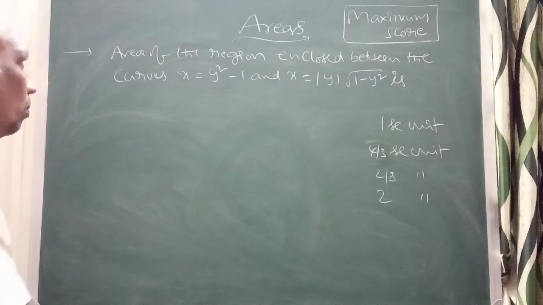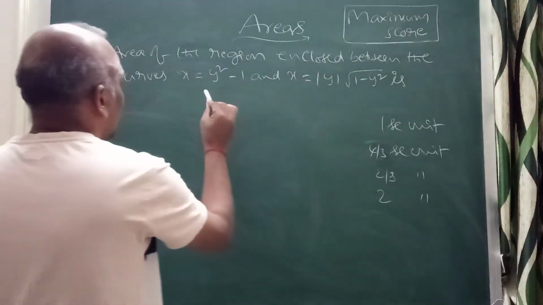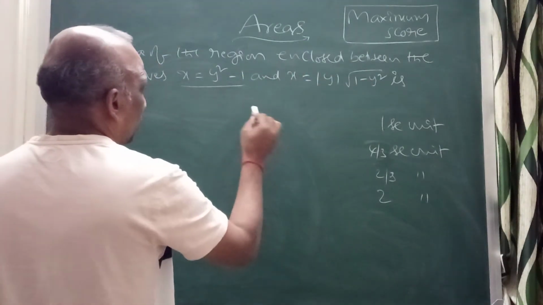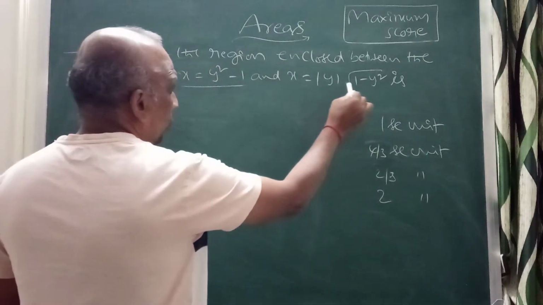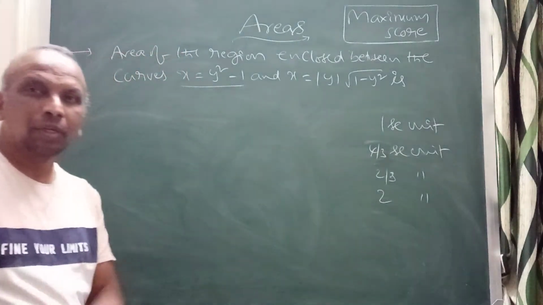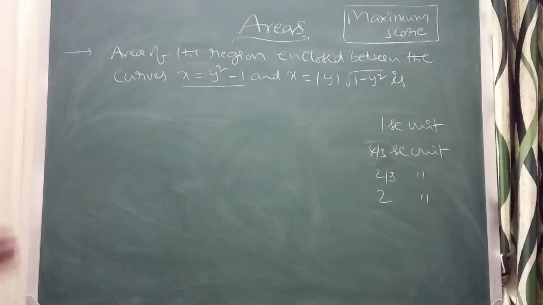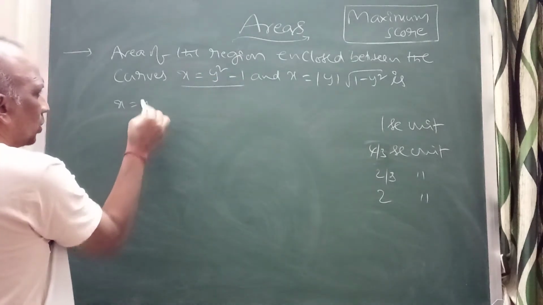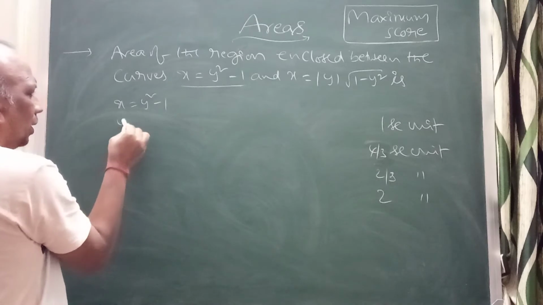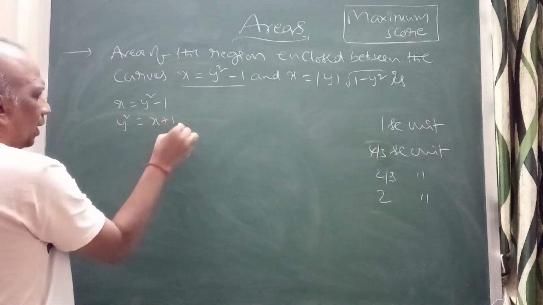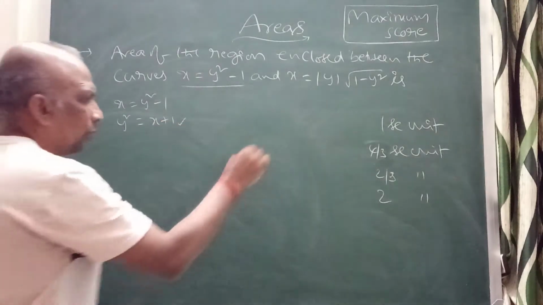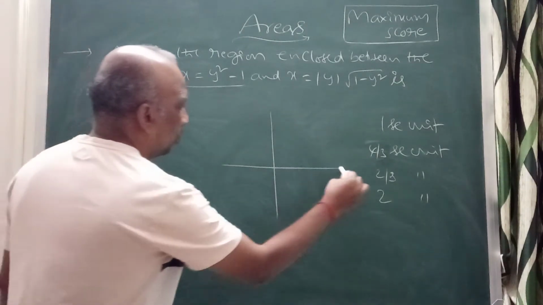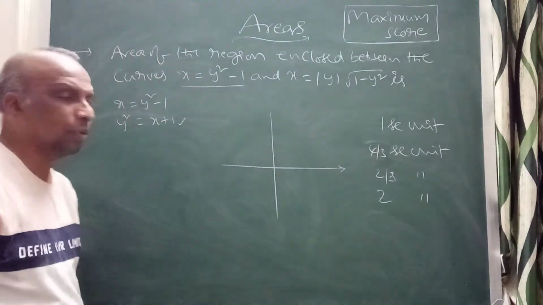Now observe this problem. The area of the region enclosed between the curves x equal to y square minus 1, a parabola, and x equal to mod y into root of 1 minus y square. Be careful when you are doing this problem. When I have taken x equal to y square minus 1, I can write y square is equal to x plus 1.